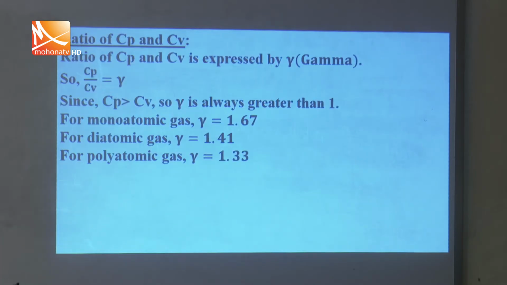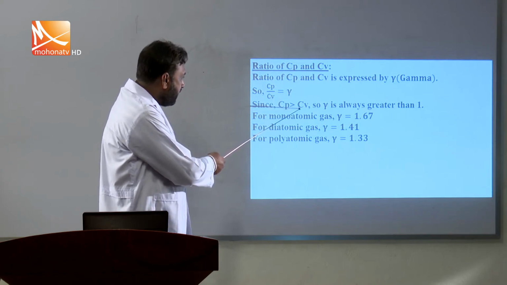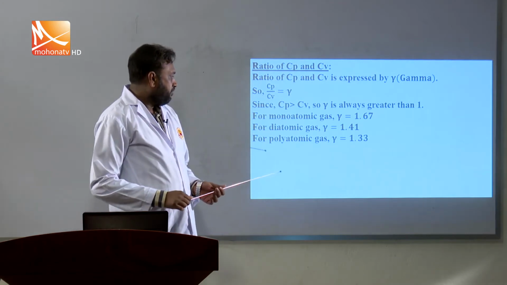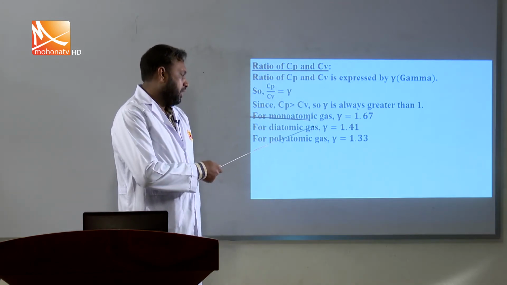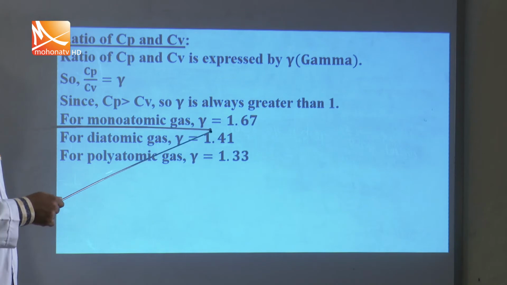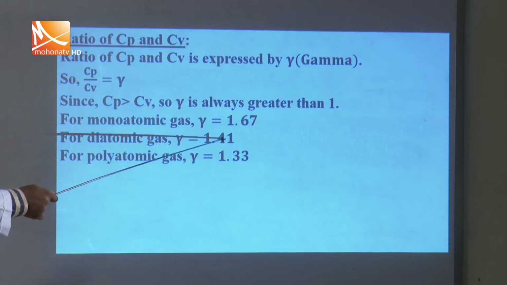Now we know about gamma. What is gamma? Gamma is the ratio of Cp and Cv. So we can write gamma equals Cp by Cv. Here we can see that Cp is greater than Cv, so gamma is always greater than 1. You know, for monoatomic gas, suppose helium gas, gamma equals 1.67, for diatomic gas gamma equals 1.41, and for polyatomic gas 1.33.